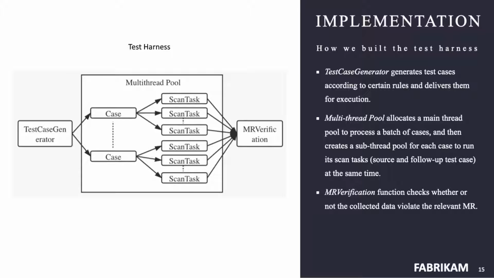Here's our test harness architecture. The test cases generator generates test cases according to certain rules and delivers them for execution. Multi-thread pools allocate a main thread pool to process a bunch of cases and then create a sub-thread pool for each case to run its scan tasks at the same time. MR verification functions check whether or not the collected data violate the relevant MR.